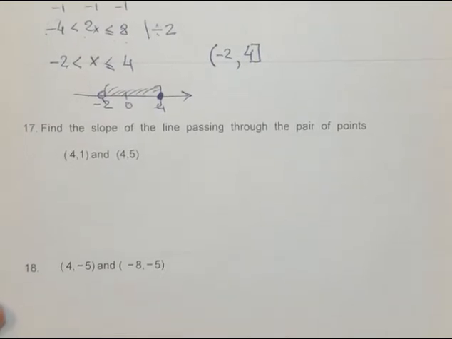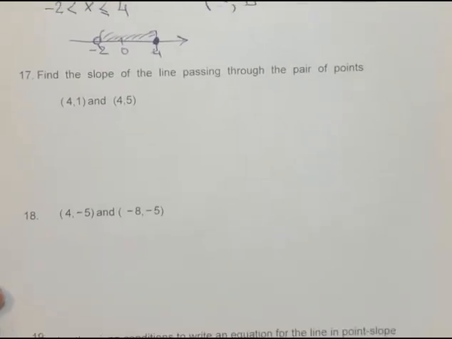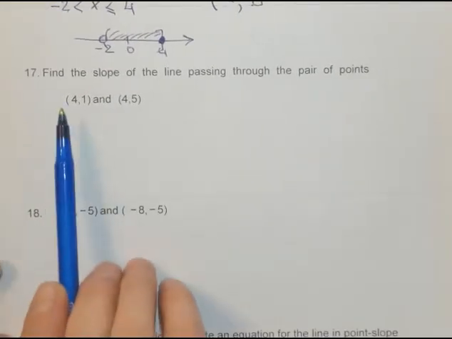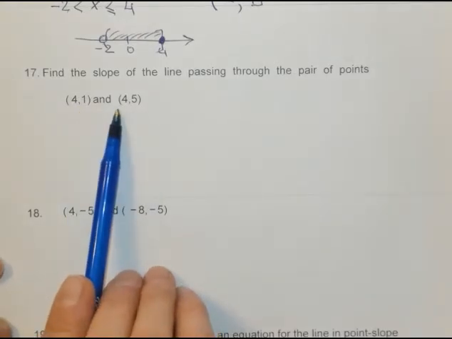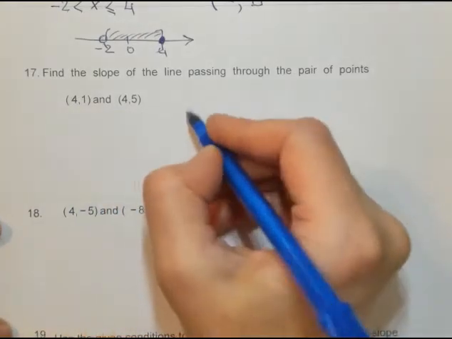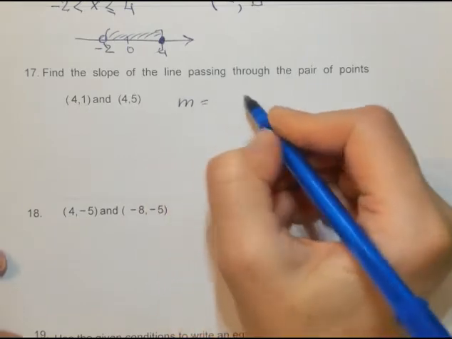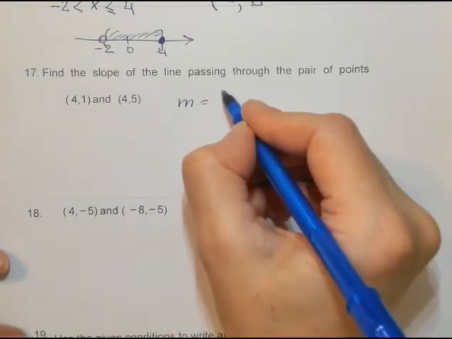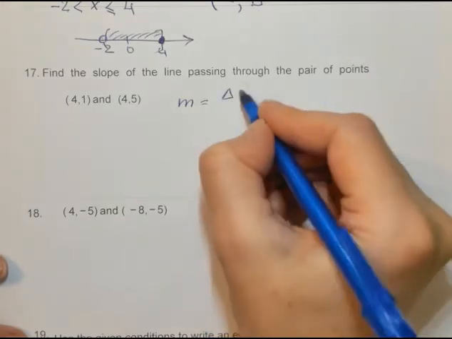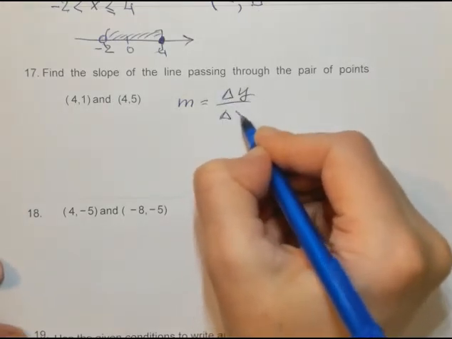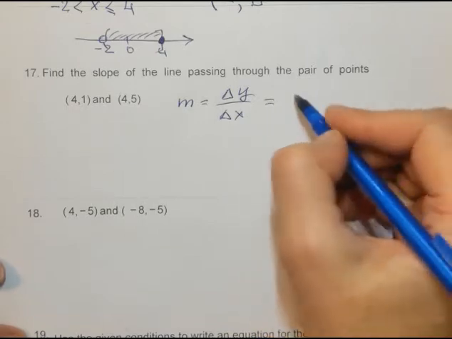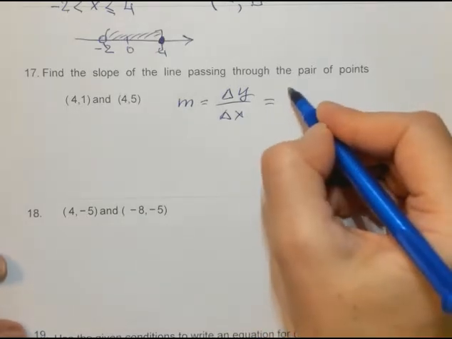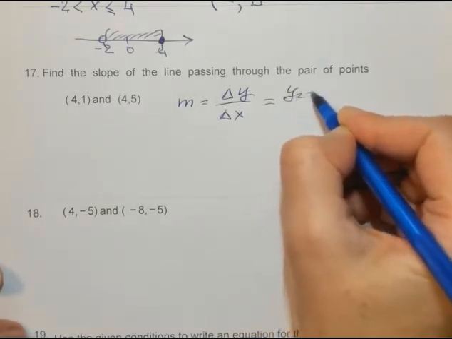Find the slope of the line passing through the pair of points. So (4, 1) and (4, 5). The slope is given by the formula, the change in y over the change in x. Change in y is the difference of y coordinates, y2 minus y1.